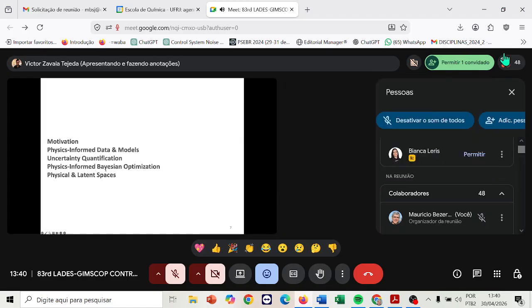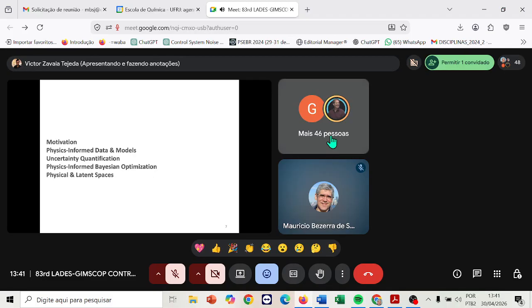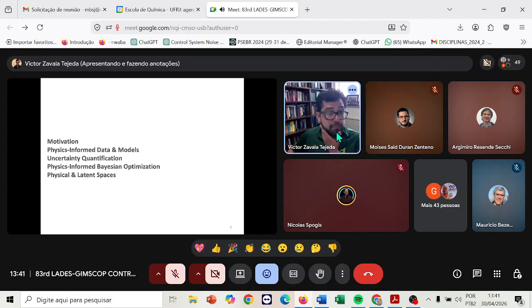Then I'm going to give you some examples on how you encode physics in machine learning models, particularly in the context of Bayesian optimization. And then I'm going to close with this interesting discussion on thinking about physical spaces and thinking about these latent spaces that maybe do not have a physical origin, and how do we think about and reconcile those two alternative ways of thinking. And I think there are some interesting things that we can learn from there.